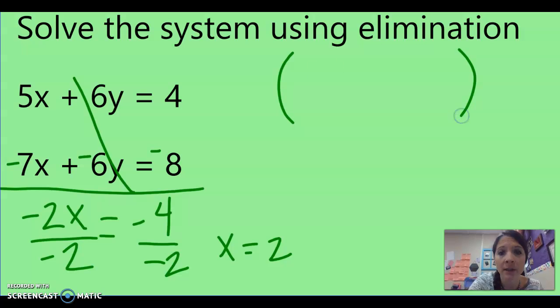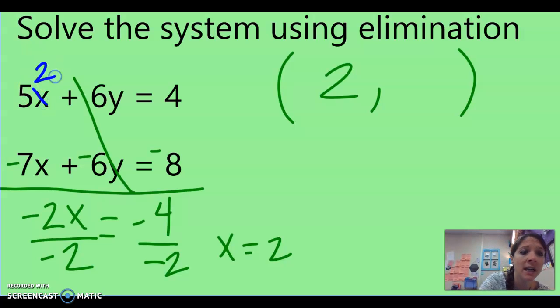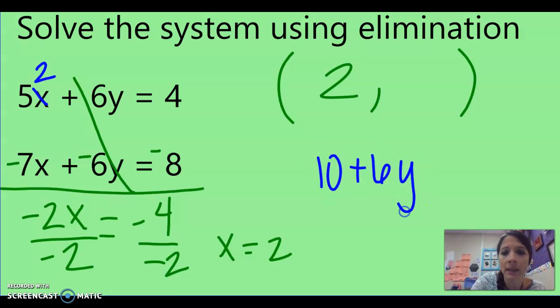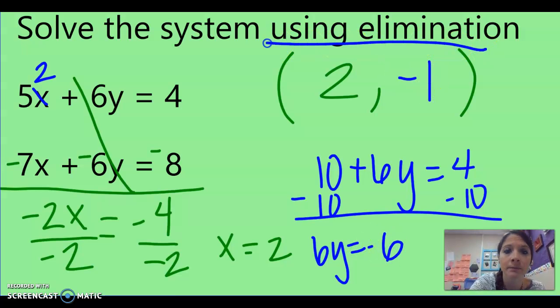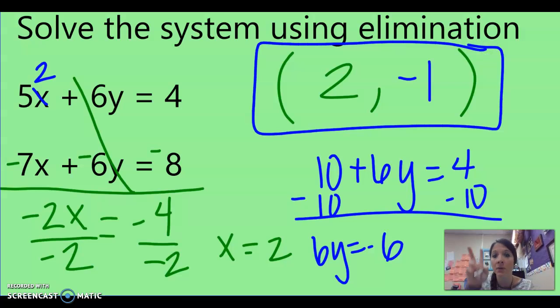Again, my ordered pair, x equals 2. And now I'm going to take that 2 and plug it back in. It doesn't matter which one I plug it in for. I'm going to plug it in for the top. So 5 times 2 is 10 plus 6y equals 4. I'm going to subtract my 10 over. I'm going to end up with 6y equals a negative 6. So y is going to equal a negative 1. Again, remember, I can plug it into both equations, and it should work out when I check it.